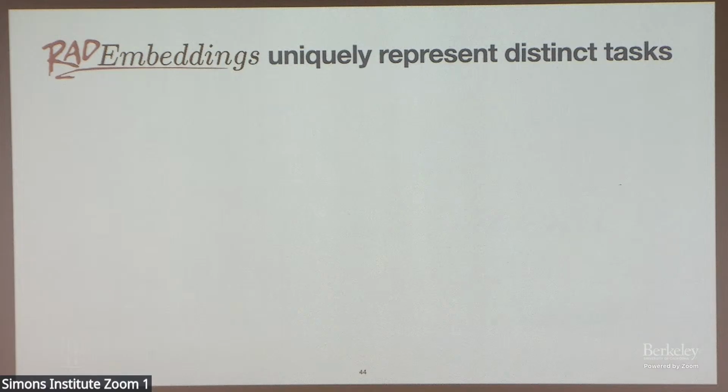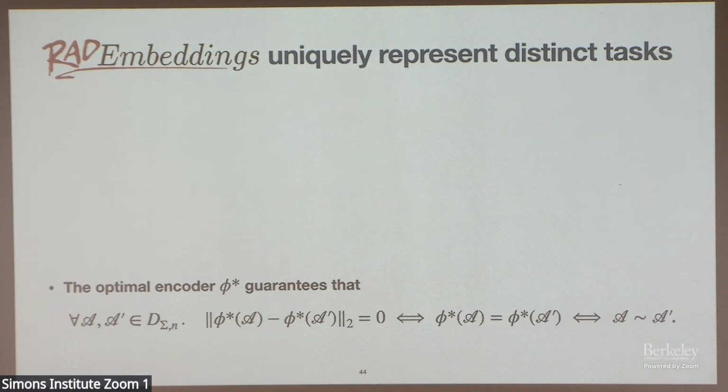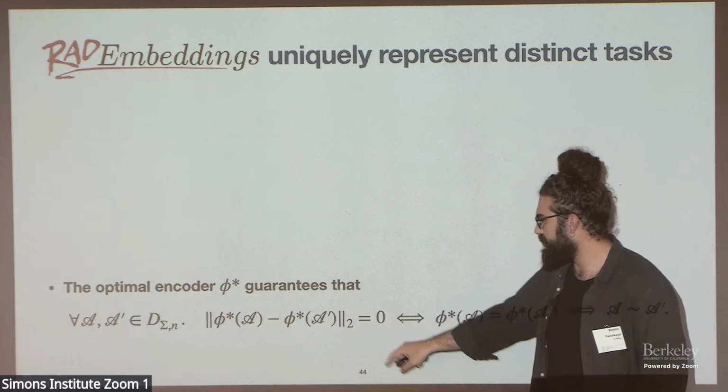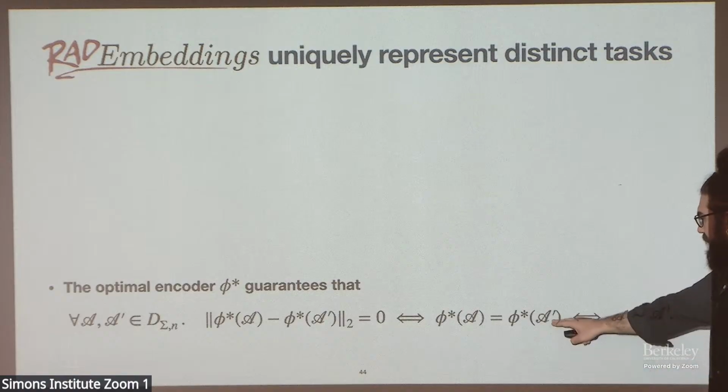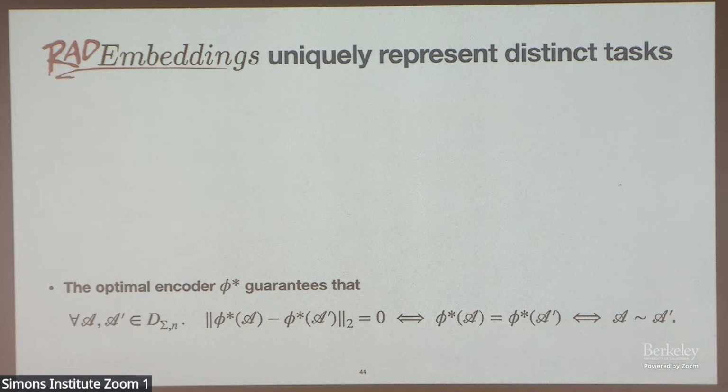Okay, so some results. RAD embeddings uniquely represent distinct tasks. The optimal encoder phi star gives me what I'm looking for because this will be a bisimulation metric, and the L2 norm is equal to 0 if and only if they have the same representation, and that happens if and only if they are bisimilar.